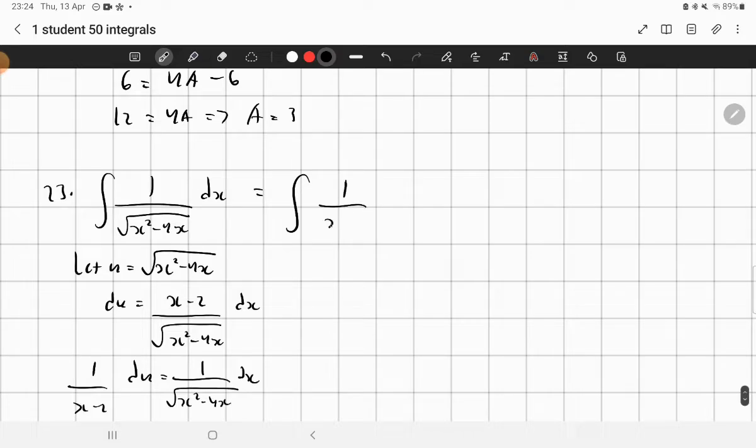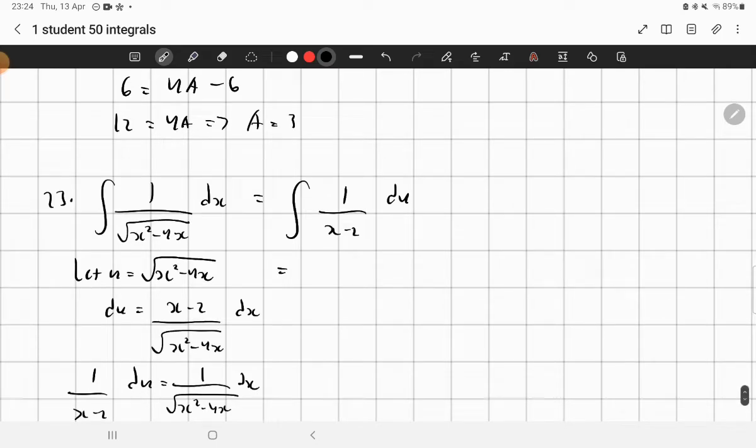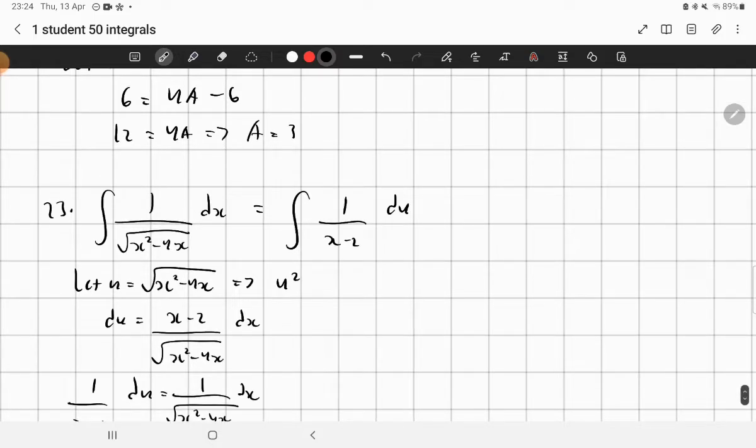Now you obtain 1 over x minus 2 du. We know that x can be expressed when we square both sides. For this one in particular, it's just x, because we know x is already larger than 0, so we don't need the absolute value. Therefore u squared is equal to x squared minus 4x. Oh my gosh, I believe I'm making it more complicated for some reason. I'm not sure why. x minus 2.